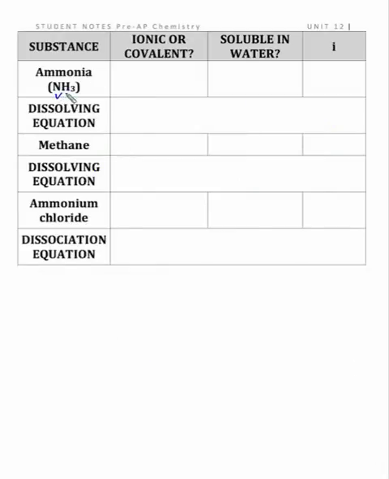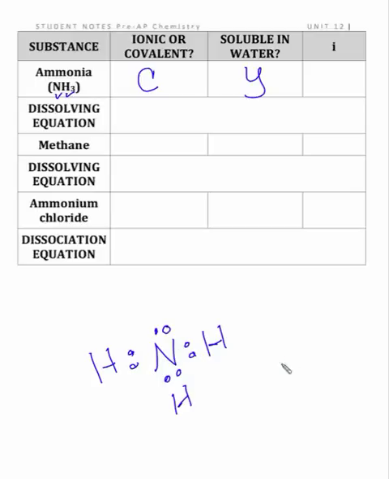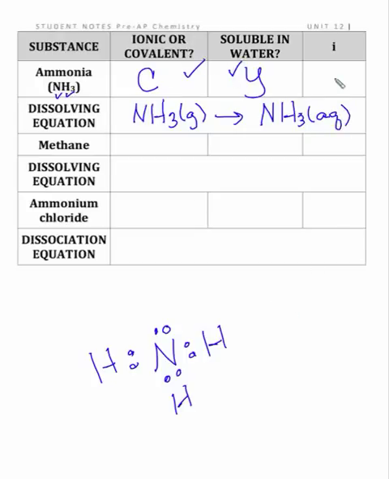Ammonia, ionic or covalent? Well, nitrogen's a nonmetal, hydrogen's a nonmetal. This is covalent. It is soluble in water, and the reason it is soluble in water is if you do the Lewis dot structure for ammonia, you see that ammonia is polar, like dissolves like. And here, what would be happening is ammonia, either as a gas or a liquid, depending on how we were delivering it, would become aqueous ammonia, but it doesn't break up into ions. If it is covalent and soluble, i is equal to 1.